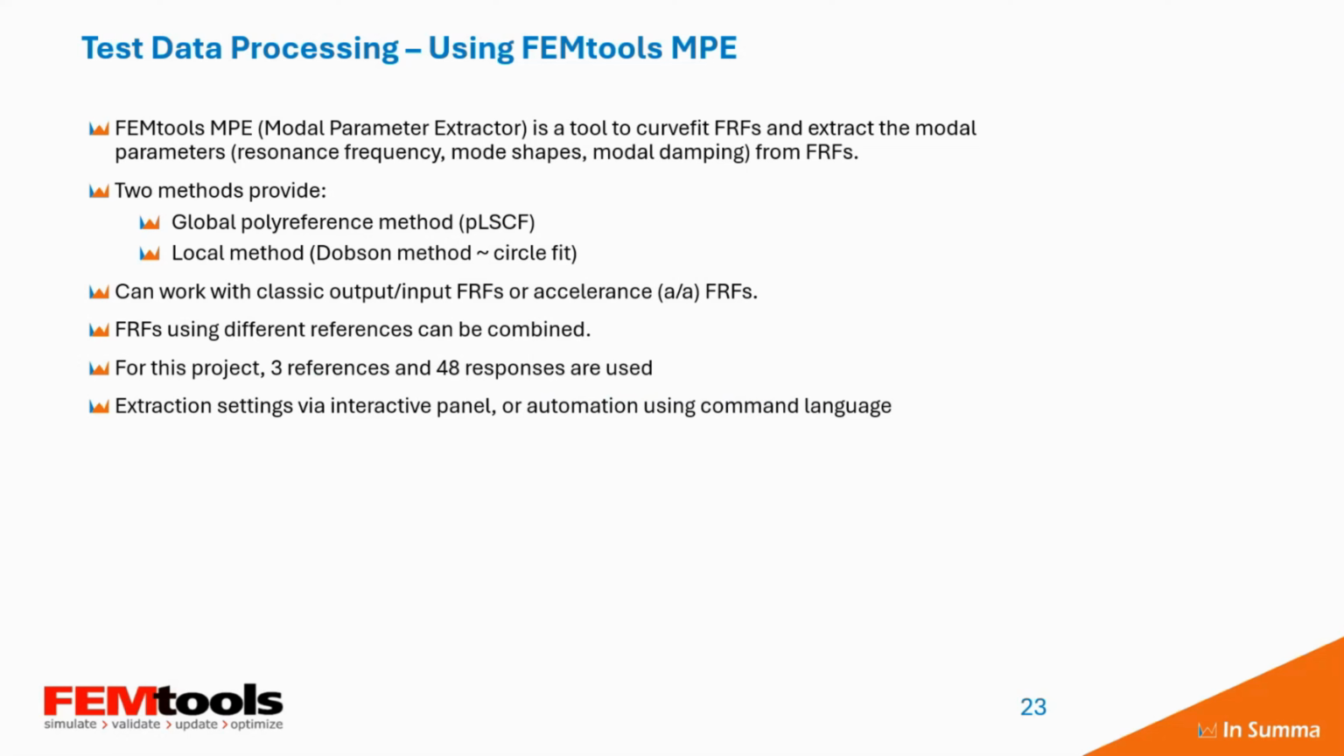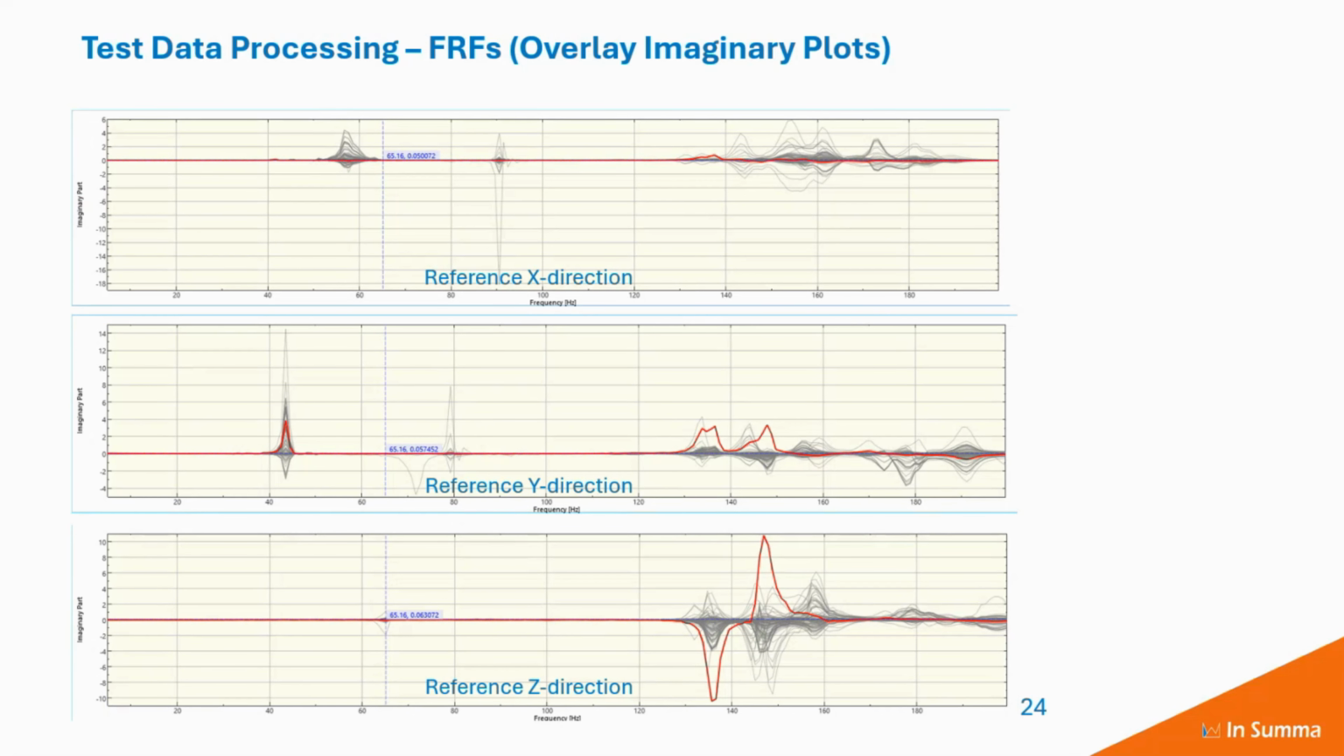And extraction settings via an interactive panel, which will be shown later during the demo case. Or we can also automate using command language as well. So here we have our reference FRFs in the 3 degrees of freedom: in the X direction, in the Y direction. These are FRFs that we derive from the shaker in all 3 respective directions, X, Y, and in the Z direction.